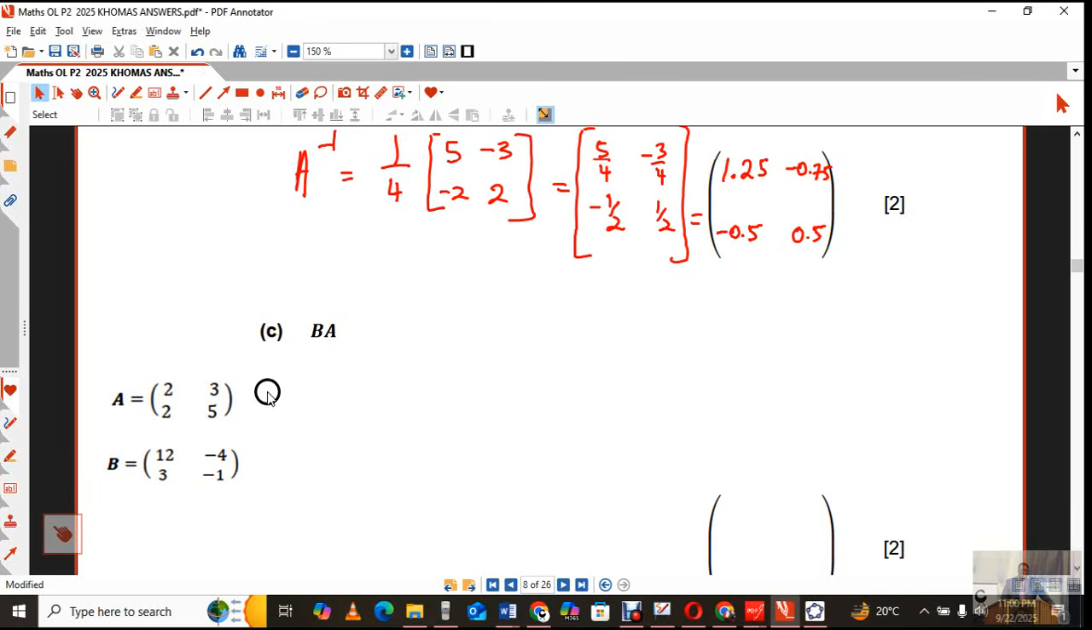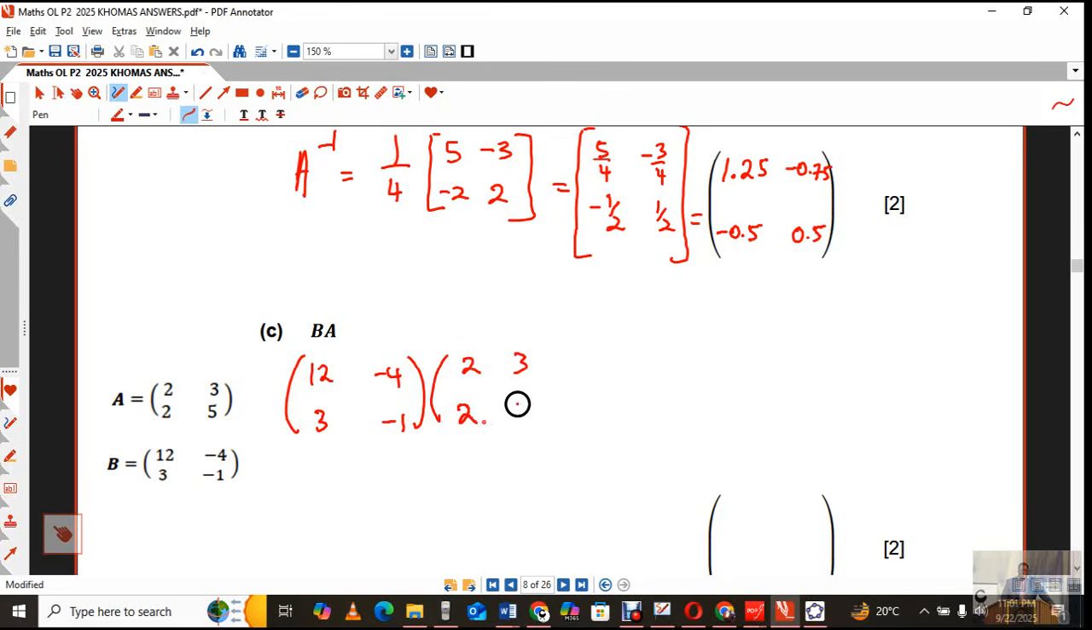Perhaps I should just rewrite them, no problem. Matrix B is 12, negative 4, 3, and negative 1. This is matrix B. Matrix A is 2, 3, 2, 5. So when you multiply, you're going to multiply a row by a column.